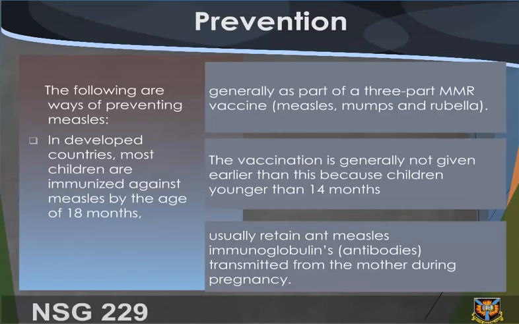Prevention. The following are ways of preventing measles. In developed countries, most children are immunized against measles by the age of 18 months, generally as part of a 3-part MMR vaccine: measles, mumps, and rubella. The vaccination is generally not given earlier than this because children younger than 14 months usually retain anti-measles immunoglobulin antibodies transmitted from the mother during pregnancy.